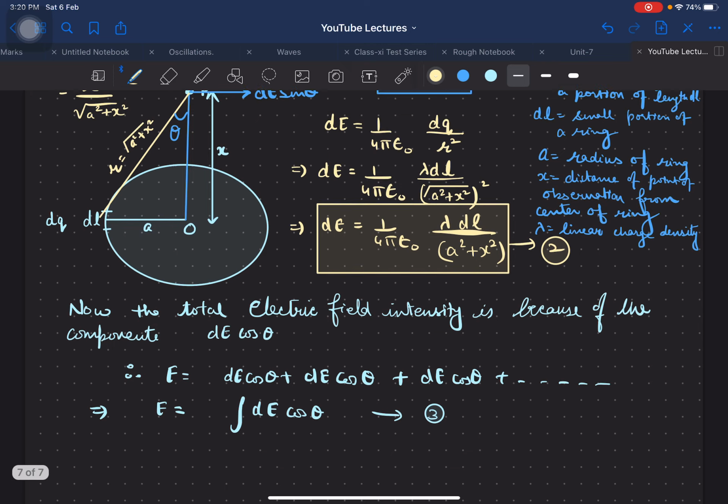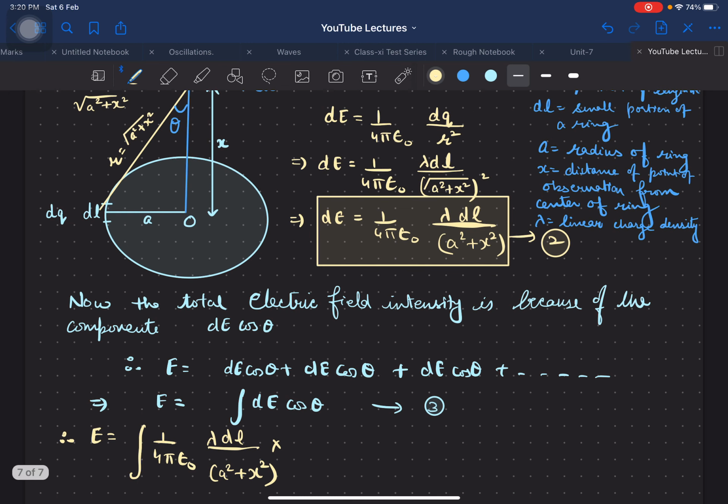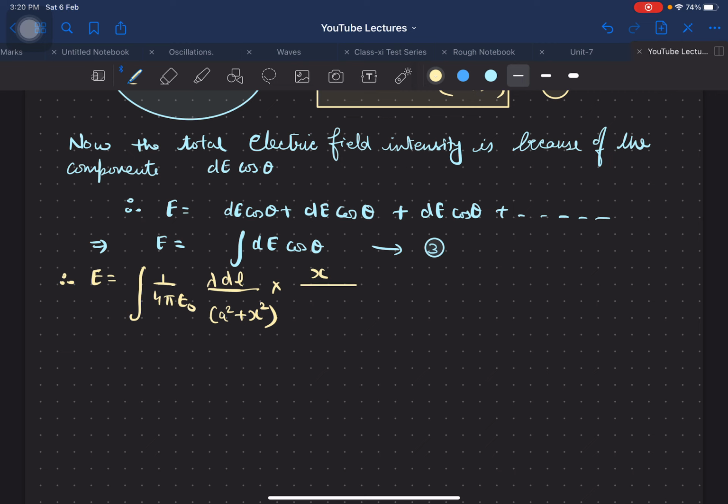So we will use this value in equation number 3. Therefore we have E is equal to integral, substituting the value of dE from equation number 2, 1 upon 4 pi epsilon naught lambda dl upon a square plus x square, and substituting the value of cos theta, we have x upon under root of a square plus x square.